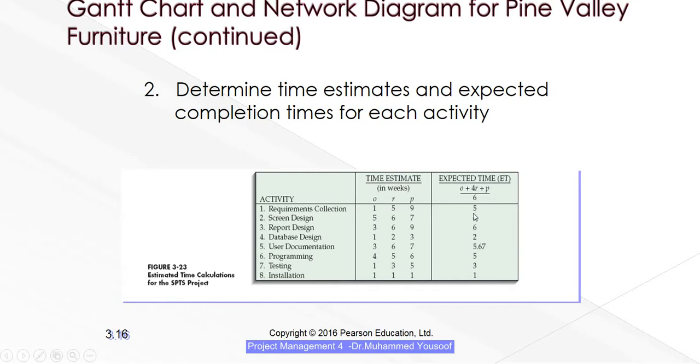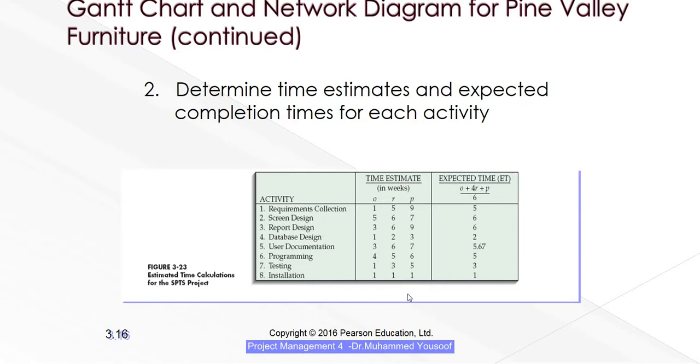Now from our time estimate, we want to get the estimated time. How much will it take approximately? 5 weeks, 6 weeks, 6 weeks, 2 weeks, because these are the three scenarios. You never know in any project whether you are going to have the best scenario, or the worst scenario, or a mean scenario which is most likely to happen. So in this situation, you want to calculate the expected time. To calculate the expected time, the formula is O plus 4R plus P divided by 6. I hope this is very clear. Now we found out the expected time ET for all the 8 tasks.